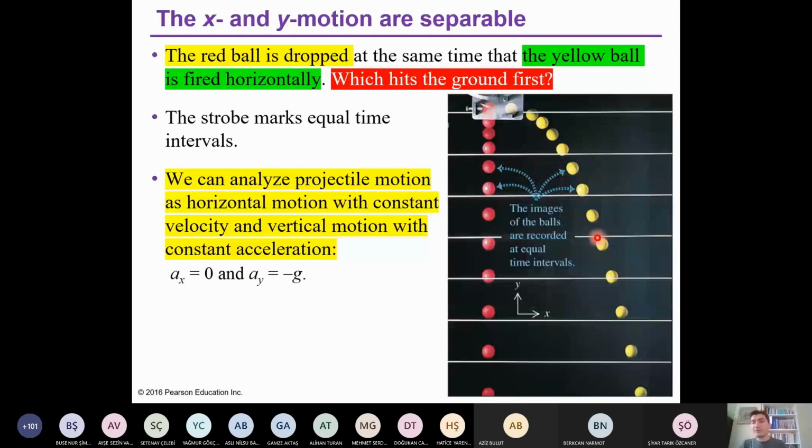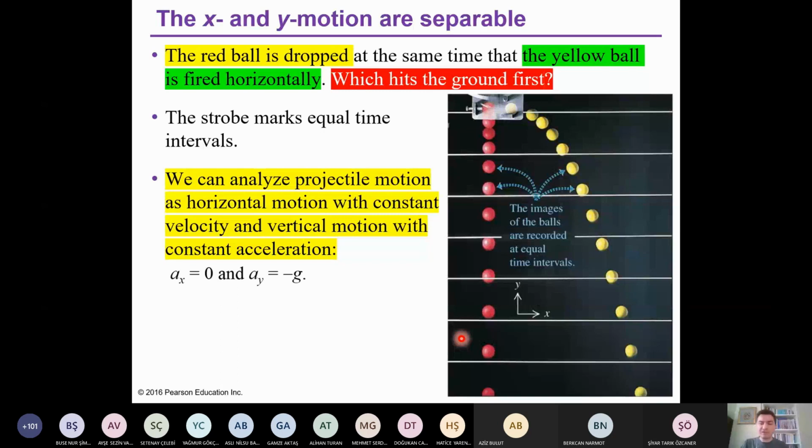And you know that projectile motion has 2 components. One is horizontal motion with constant velocity, and the other one is vertical motion with constant acceleration, okay? If you choose positive y here, with minus g. So this red ball and yellow ball have free fall motion in their vertical movements, okay? So they hit the ground at the same time. So this was the answer to the question at the beginning of my lecture.